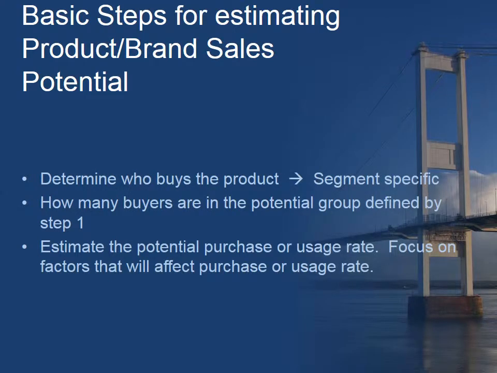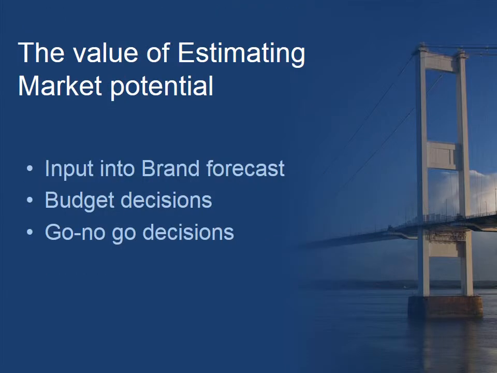Basic steps in estimating sales potential. First, determine who buys the product. Then how many buyers are in that potential group defined by step 1. Then estimate the potential purchase or usage rate. Once again, focus on the factors that will affect purchase or usage rate decisions. The value of estimating market potential is you use it for input into brand forecasts, budget decisions, and go, no-go decisions, which are decisions about whether or not, for instance, to introduce a new product or new service like UNLV's Business School's Executive Education program.